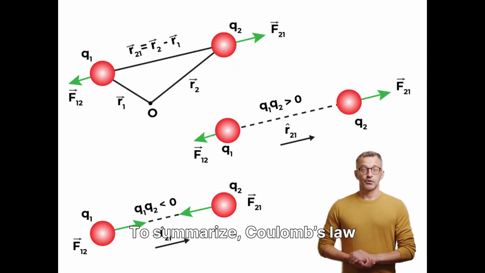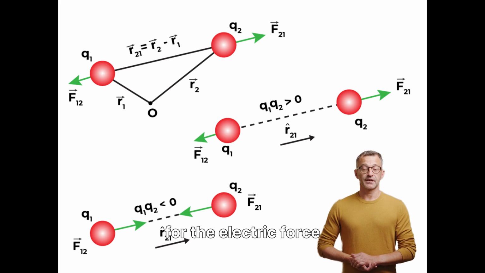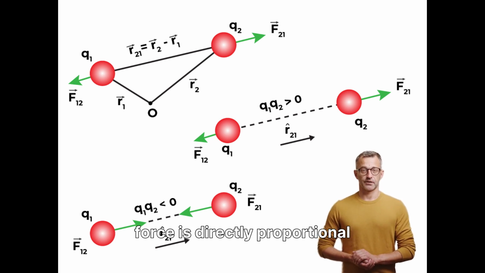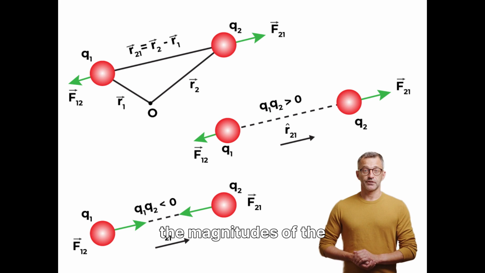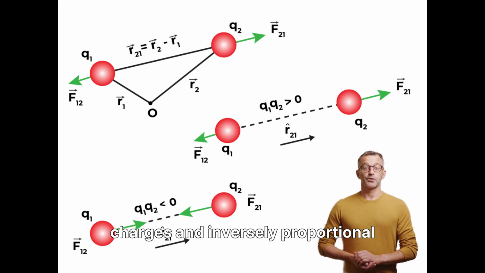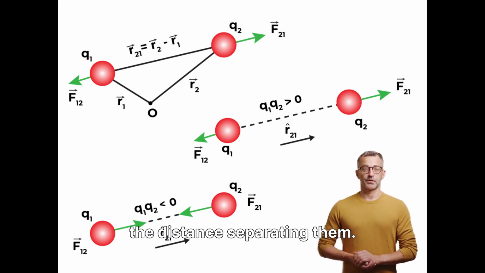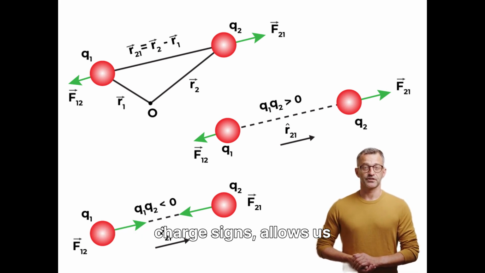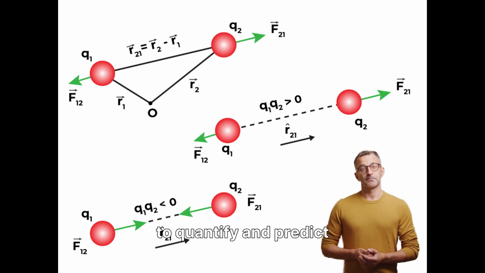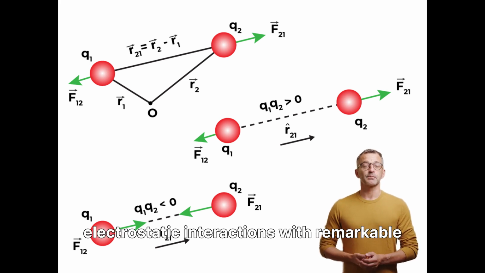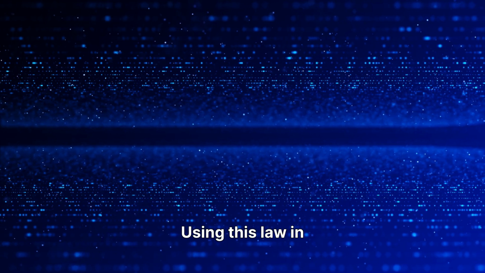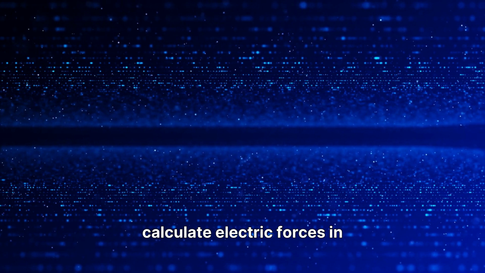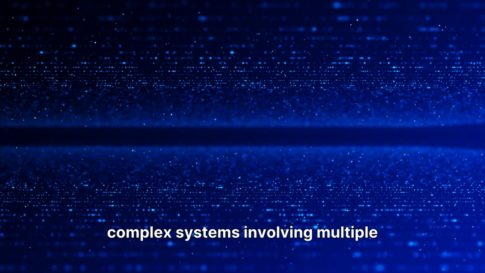To summarize, Coulomb's law provides a precise rule for the electric force between two point charges. It states that the force is directly proportional to the product of the magnitudes of the charges and inversely proportional to the square of the distance separating them. This mathematical relationship, coupled with the understanding of charge signs, allows us to quantify and predict electrostatic interactions with remarkable accuracy.